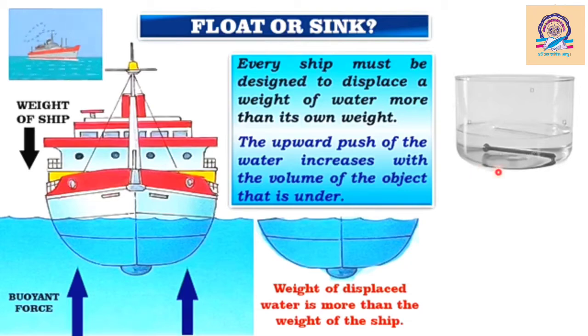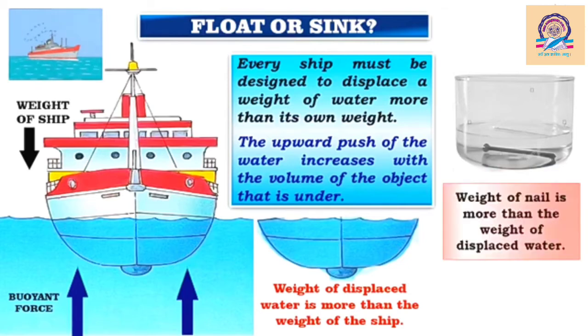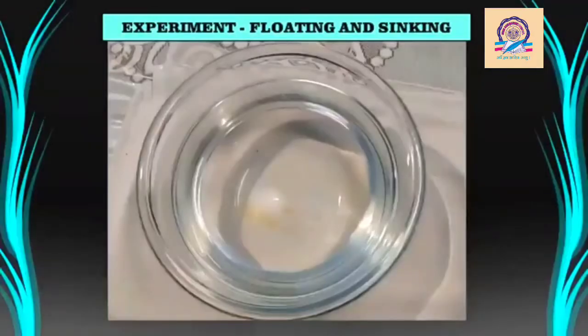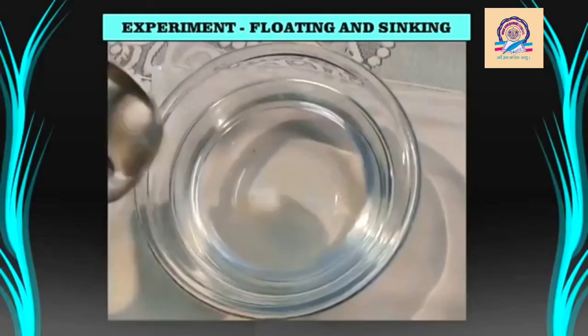Now about the nail. The nail is very small in size, so it displaces very less water from its place. The weight of the nail is more than the weight of the displaced water, so the buoyancy is less and the nail sinks. Let us do some experiments and try to find out.